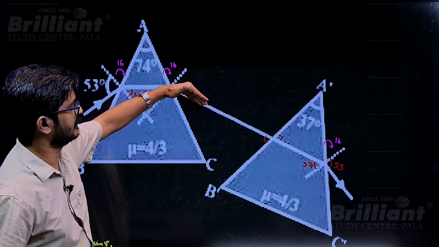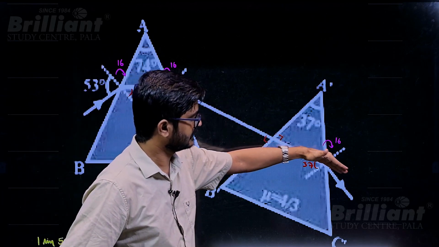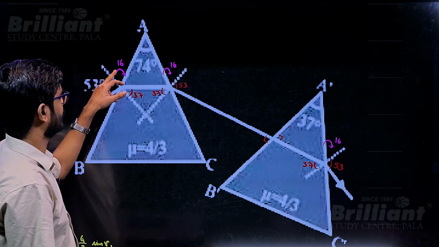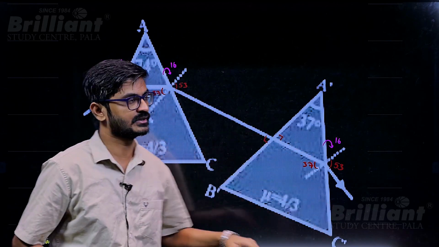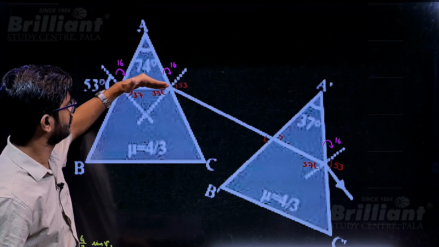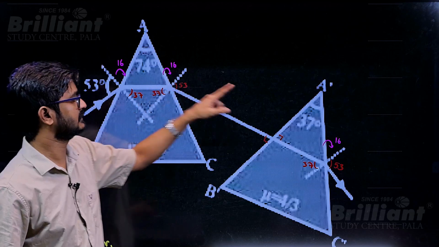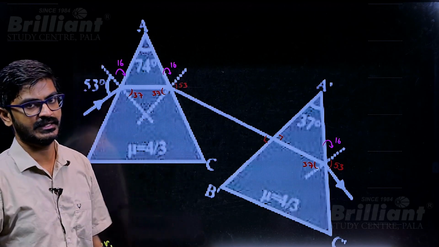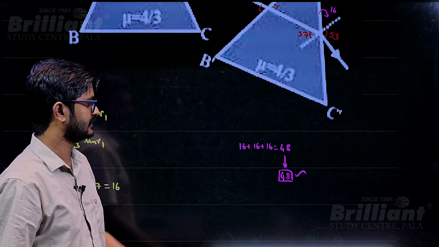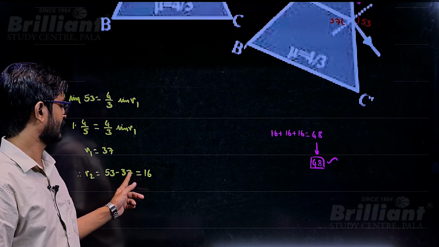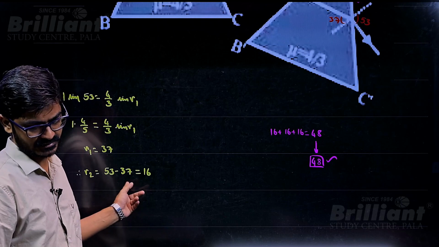53 minus 37. It used to go like this, but it has bent again how much? 53 minus 37, that is 16. It has bent 16 here, 16 here, 16 here. What about the direction? It has bent clockwise. So 16, 16, 16 all are clockwise. So you will be getting a total deviation of 48 degrees, right? So this is 74 minus 37, which is 37. This one is written wrong here.